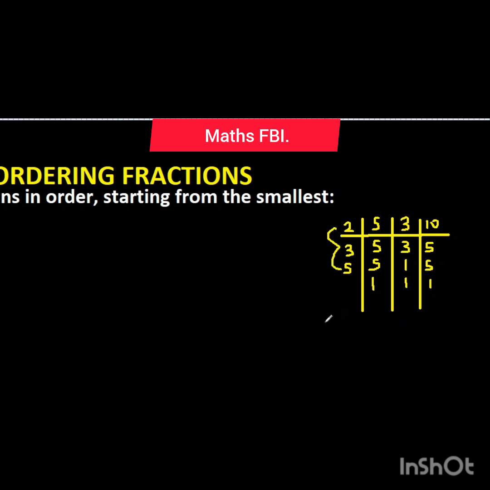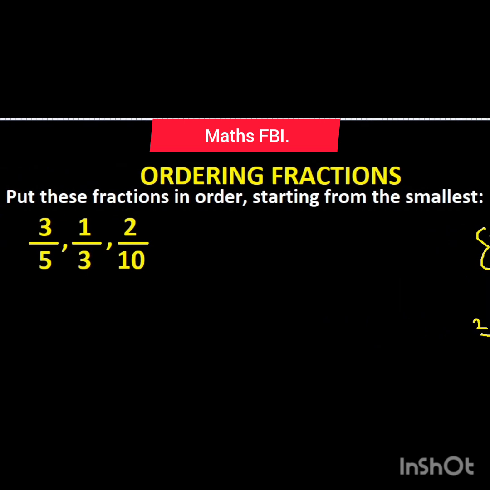So we are going to be doing 2 times 3 times 5. 2 times 3 is 6. 6 times 5 is 30. So the LCM is 30. LCM of the denominators is 30. So let's come straight. Our LCM is 30. Let's note it here.